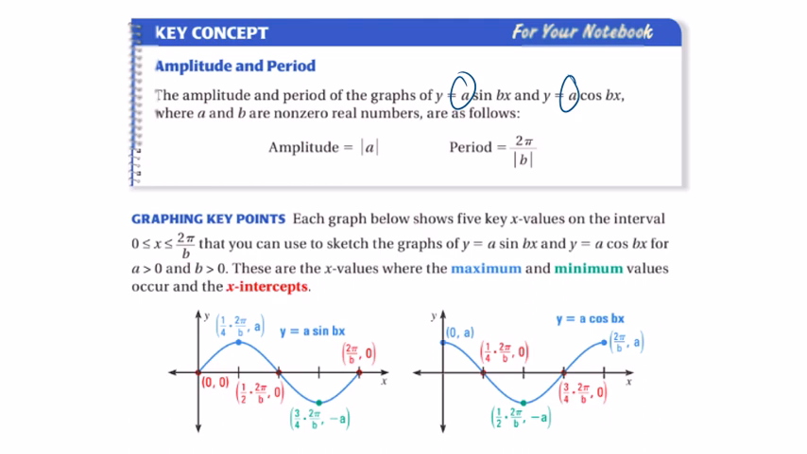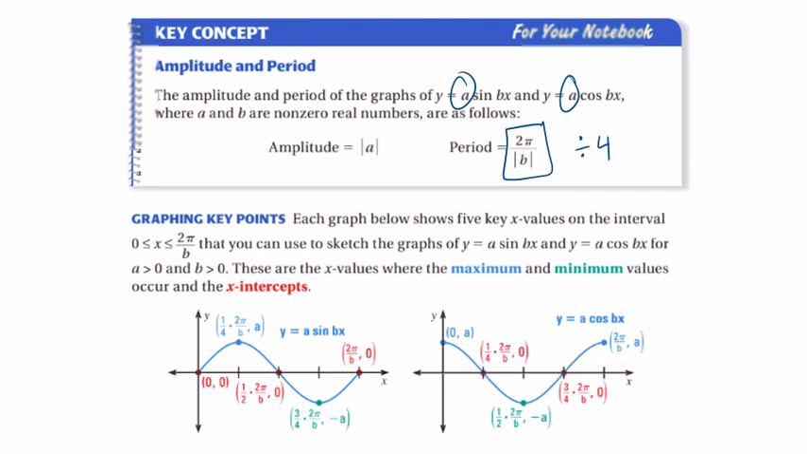So one of the things that I can point out to you is this period. That's how long it takes to repeat. So if you chop that into fourths, so you divide it by 4, that is what you need to be marking on your x-axis here. Alright, to get these nice points.